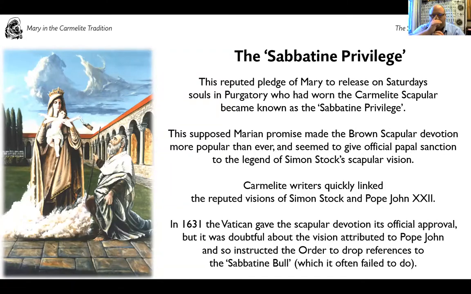Now, the church was skeptical of a lot of these legends. And in 1631, the Vatican gave the scapular devotion official approval, but said that it was doubtful about this reputed vision of Pope John. And so the Holy See instructed our order to drop references to this Sabbatine bull, which sadly, often we fail to do. We just carried on anyway because people liked hearing it. But since 1631, we're supposed not to talk about the Sabbatine privilege.